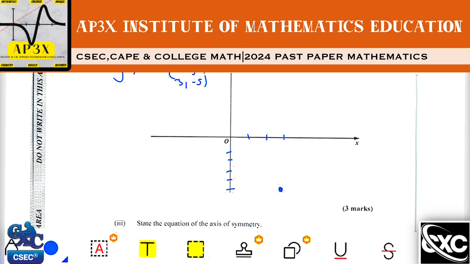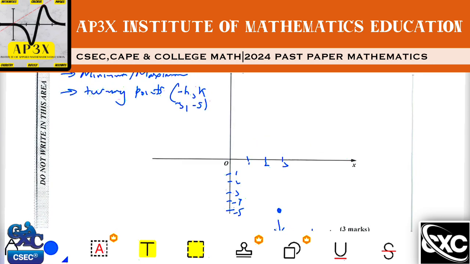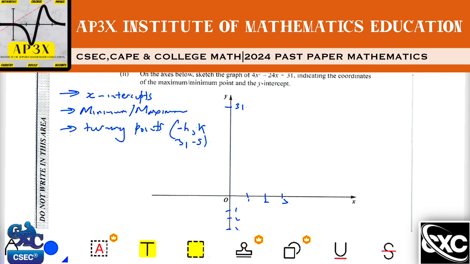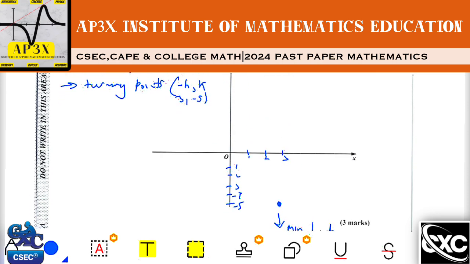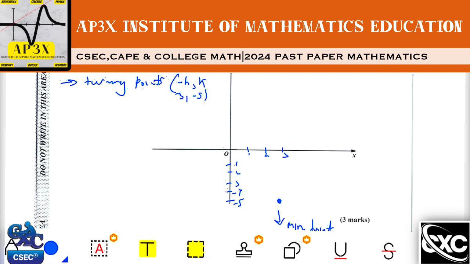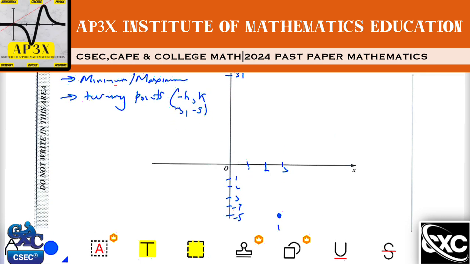All right, so this is going to be 1, 2, 3, and negative 1, negative 2, negative 3, negative 4, negative 5. We know that for certain. So remember guys, it's a sketch. So this is going to be our minimum point here. Okay, minimum point, so min point. And of course, the minimum point is negative 5, but the turning point is at 3, negative 5.